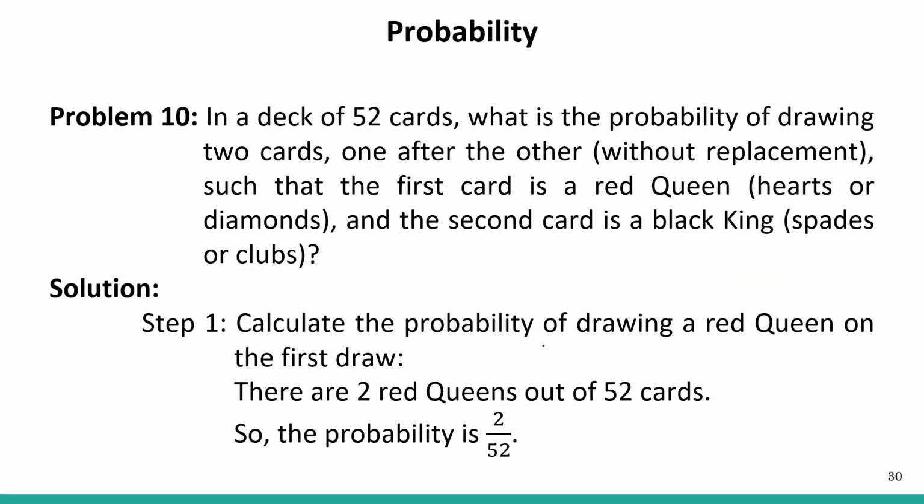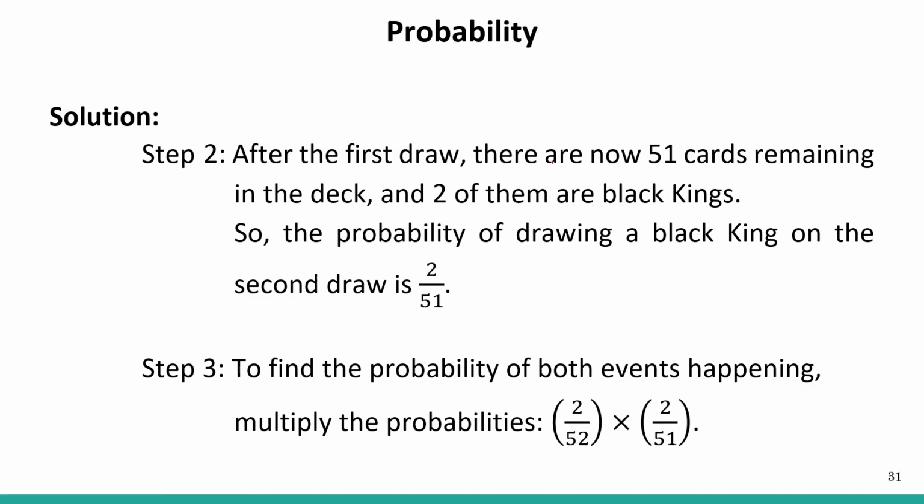So calculate the probability of drawing a red queen on the first draw. There are 2 red queens out of 52 cards, so the probability is 2 by 52. After the first draw, there are now 51 cards remaining, because we have drawn 1, and 2 of them are black kings, 1 from spade and 1 from club. So the probability of getting a black king after drawing 1 card is 2 by 51. To find the probability of both events happening, it is 2 by 52 into 2 by 51.